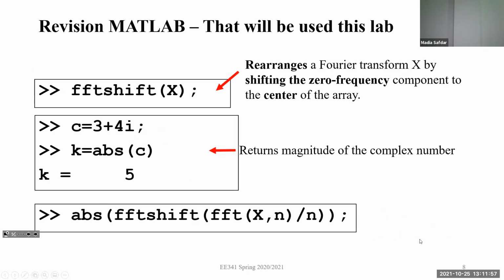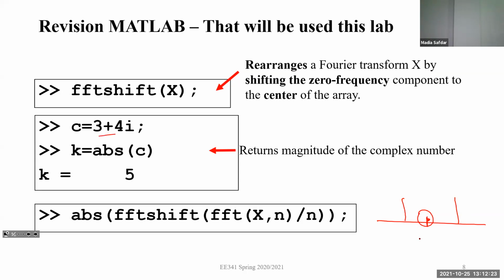Then fftshift. I also told you in the previous class, it will place the zero frequency component at the center of the array, the center of the scale. So one spectrum will be here, one will be here. This will be an equal distribution, and the zero frequency component will be exactly at 0. This I also explained in the previous class.